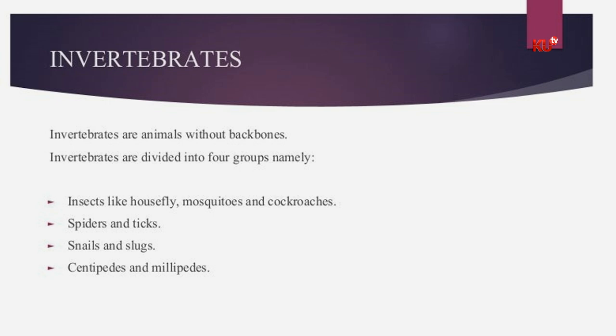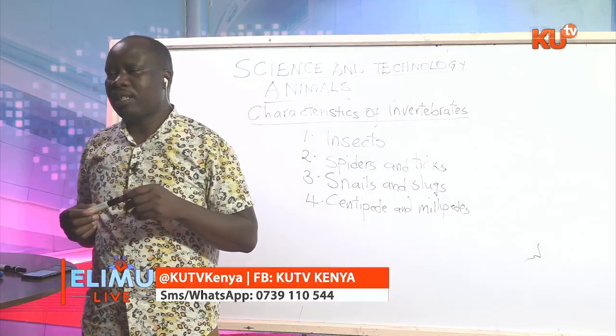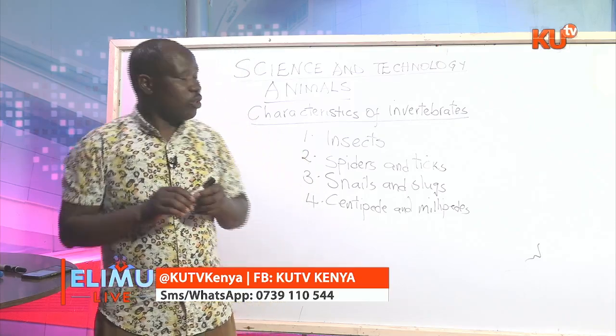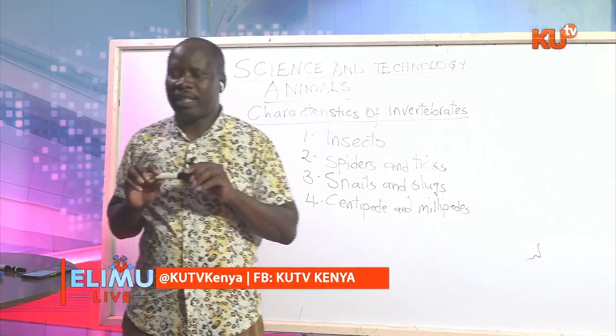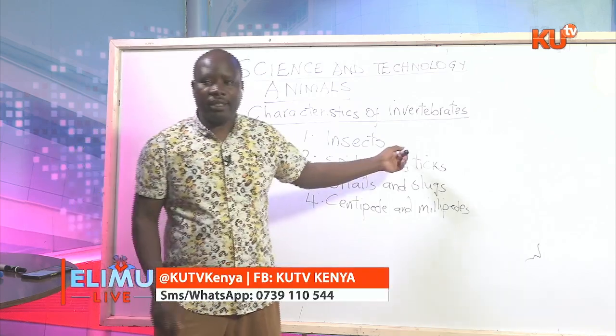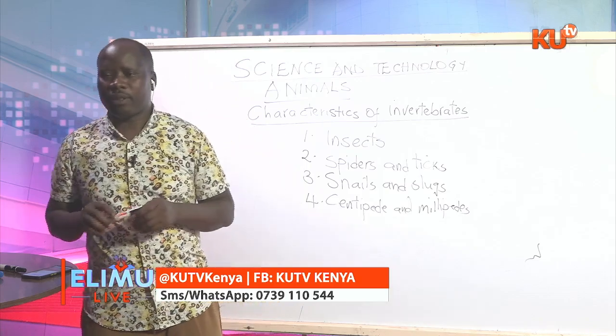The first one, insects. And we have some examples of insects there. We can see a housefly, a mosquito, and cockroaches. Those are some of the animals. Remember, not all. They are some of the animals that fall under the group of insects. All these insects do not have a bone. And if you want to confirm, because under science and technology, we use our technology to look for some scientific proof or to get our science facts that truly these animals, like insects, do not have a bone.